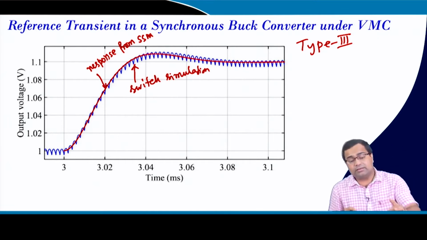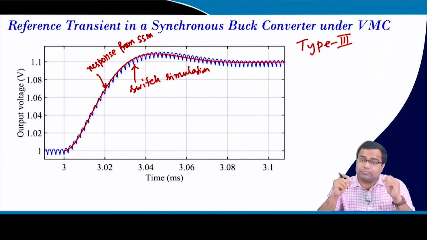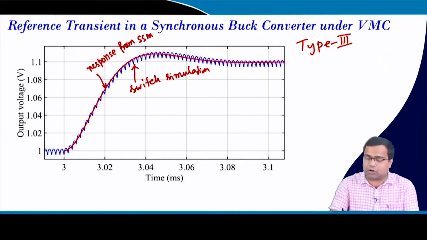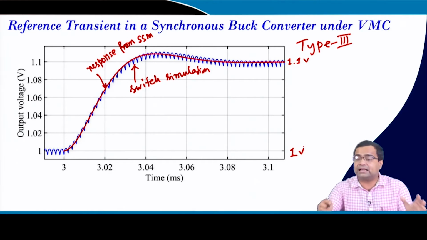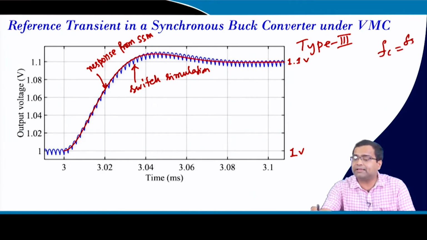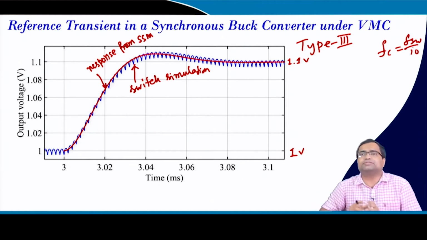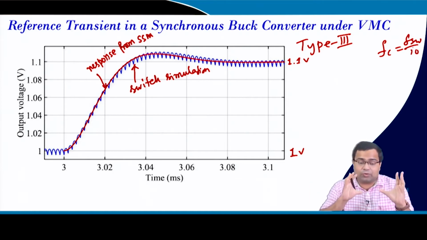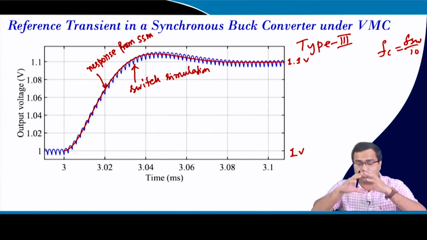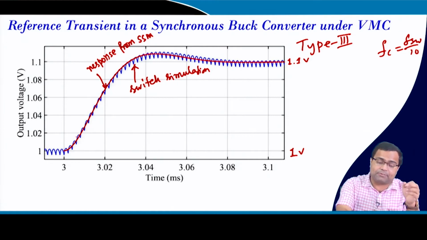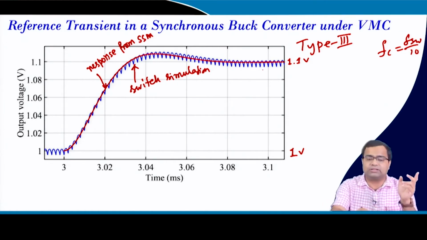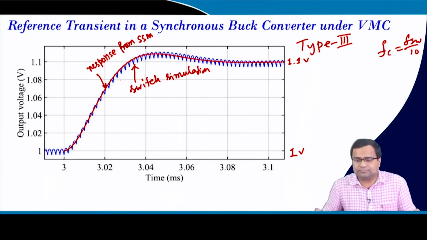The red one is obtained under closed loop control, where we want to change the output voltage from 1 volt to 1.1 volt. Here we have designed a compensator by setting a crossover frequency of FSW by 10, that means 1/10 of the switching frequency. Then we obtained the response from the closed loop transfer function of the buck converter, and that is the AC response. Then we added the DC. It is closely matching that of the switch simulation in the average sense. So, they are matching.